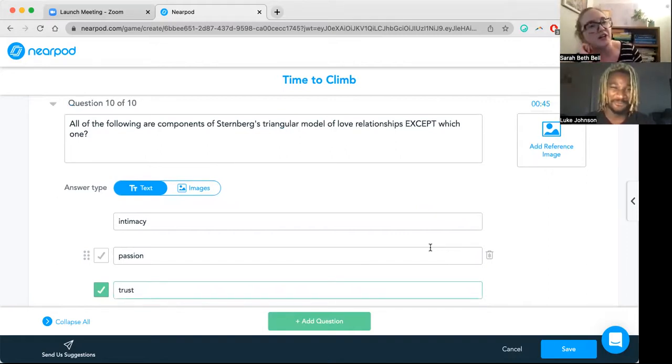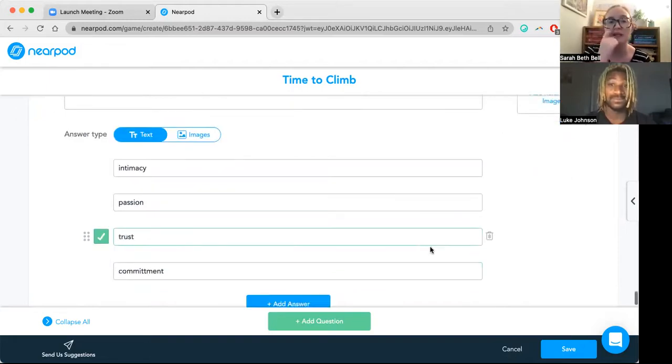All of the following are components of Sternberg's triangular model of love, except which one? Well, the components are intimacy, passion, and commitment. So just memorize that triangle for the test. So those were my questions, and I'm going to unshare my screen, and I am going to go over a few more test tips. I'm going to get the review packet out on my monitor here and see what I think is the most important.